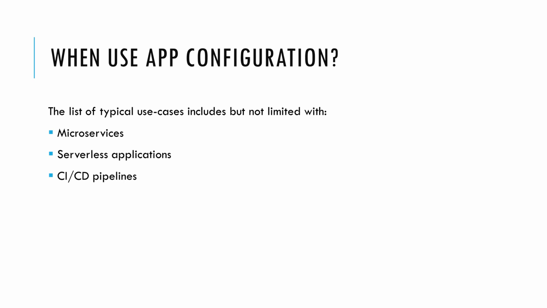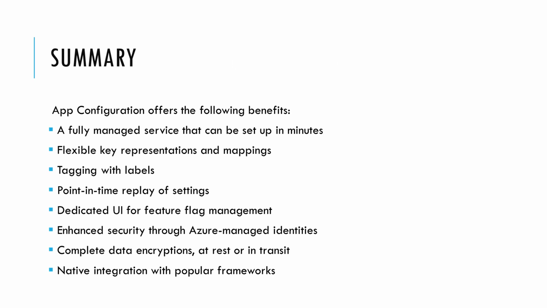Even though the service is useful in a various number of use cases, I believe microservices, serverless applications, and CI/CD pipelines will benefit the most. Just to summarize, let's take a look at what App Configuration actually offers: a fully managed service that can be set up in minutes, flexible key representations and mappings, tagging with labels, point-in-time replay of settings, dedicated UI for feature flag management, integration with Azure Managed Identities, complete data encryption, integration with popular frameworks. I'm hoping you will agree with me that all of these features right out of the box, that's really cool.